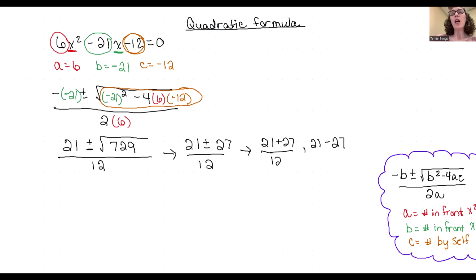If you type into your calculator 21 plus 27 over 12, that is actually going to give you a 4.